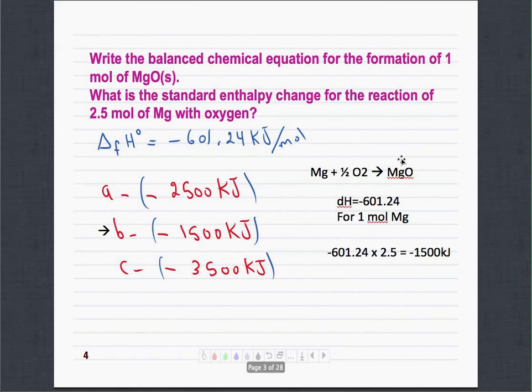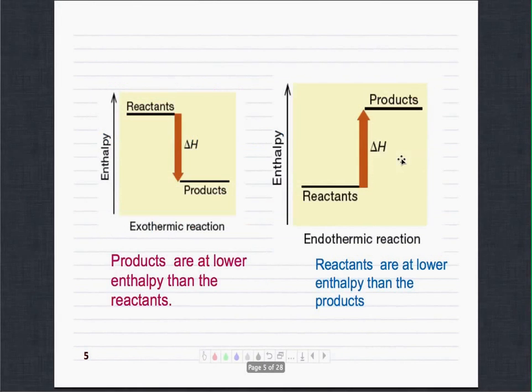So here we're just reminding you that the delta H of formation is amount dependent. It's the same as delta H of reaction, as any delta H, as any enthalpy of reaction. Now, one thing that we didn't touch base on, we talked about Q. If Q is negative, that's an exothermic reaction, and if Q is positive, it is an endothermic reaction.